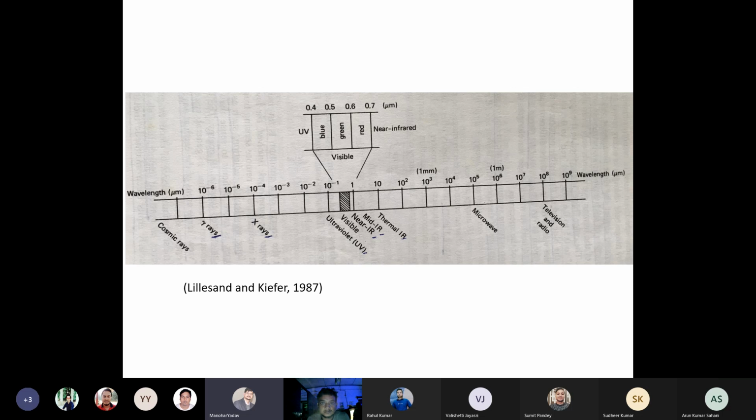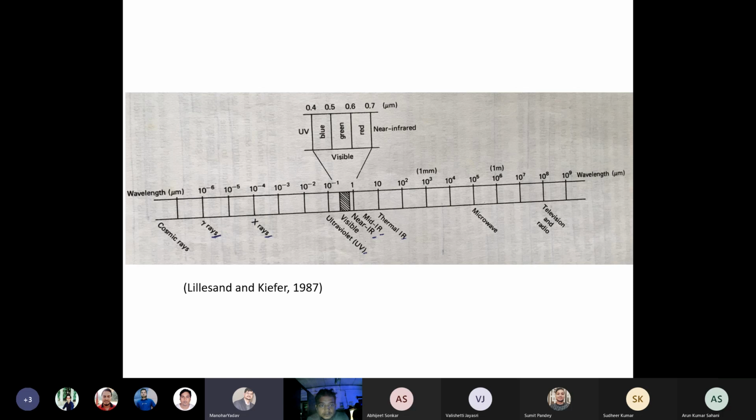Hello, sir. Yes. Sir, by cosmic rays, what does it mean? Cosmic rays have very low wavelength, and Earth's atmosphere doesn't allow them to pass through. So in remote sensing, we do not consider this. Similarly, gamma rays and X rays are trapped in the upper atmosphere. They do not enter into the Earth atmosphere. Even till ultraviolet, all the energy components are trapped, they are blocked.